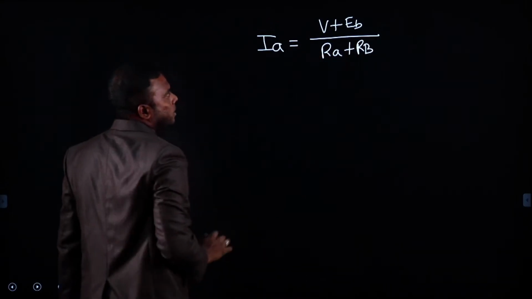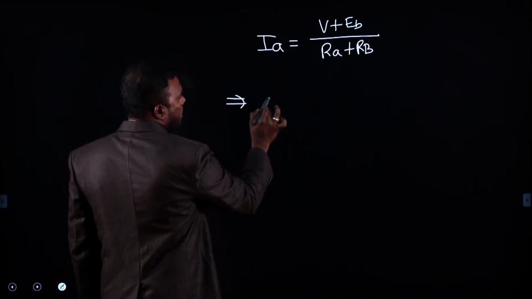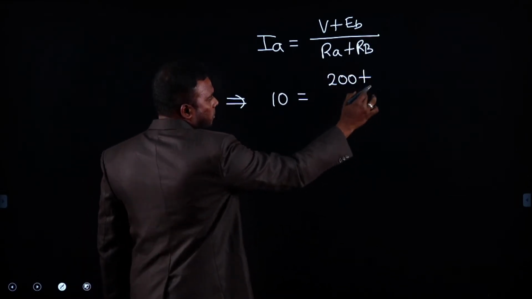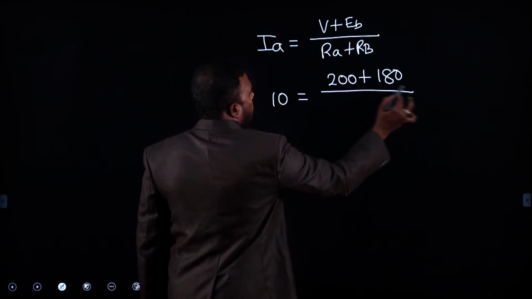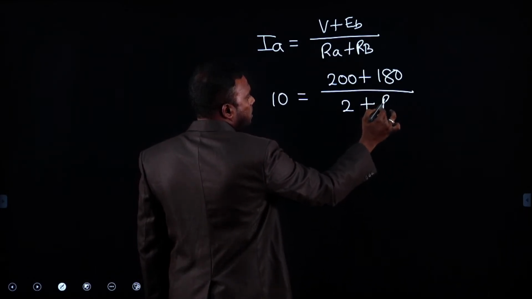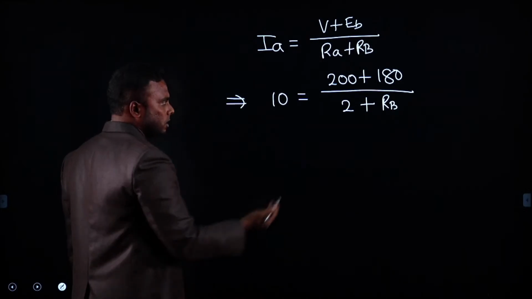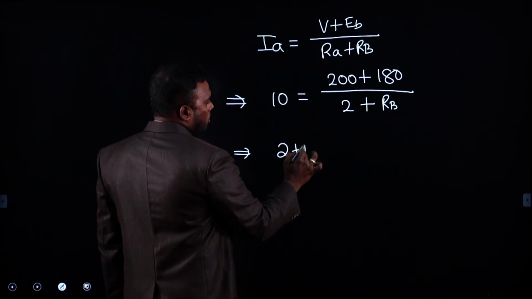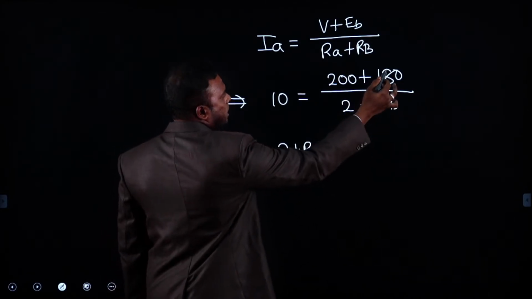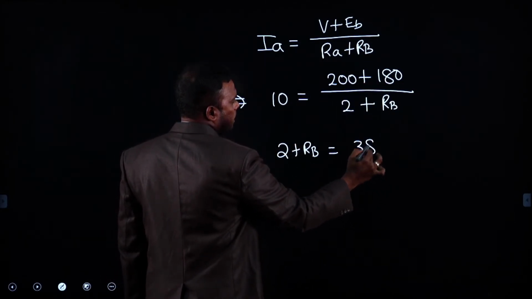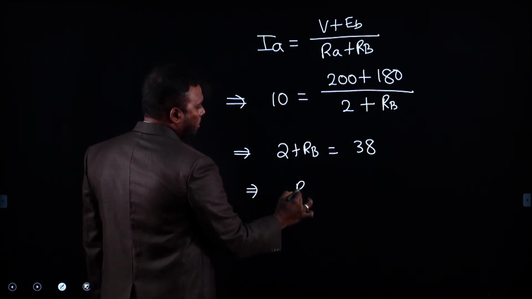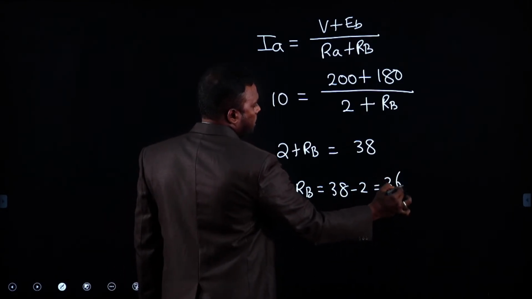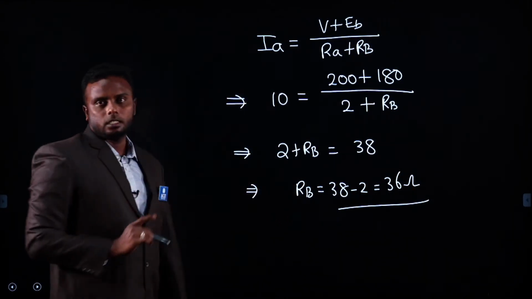How much current do we have to limit? 10 amperes. We should restrict to 10. V is 200 plus EB, 180 we calculated, divided by armature resistance 2 ohm plus the braking resistor we need to calculate. A simple calculation, no need of any calculators. 2 plus RB equals 380 divided by 10, nothing but 38. Then RB, the braking resistor required, is 38 minus 2, equal to 36 ohms. So this much resistance we should add.